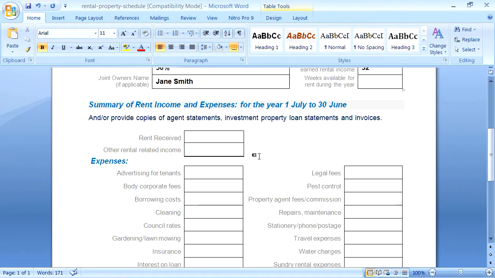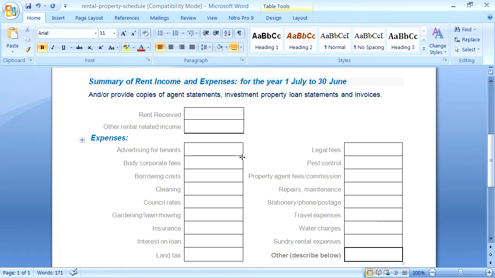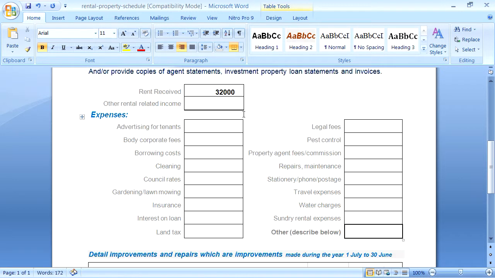Now, many of you will have an agent statement which will detail the income and expenses that the agent has looked after for you. If you have an agent statement, you can start out by recording everything that's on the agent statement into the worksheet here. So typically, in this part of the world, rent received $32,000. Property was occupied throughout the year. No other income. Water costs were about $800.